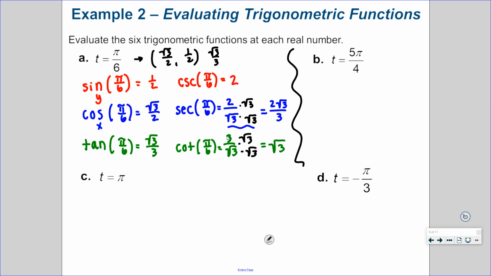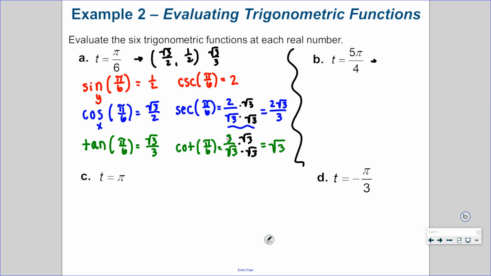Yes? If it were to be like pi over 9, how would we type it in the calculator? I will show you when we get to the example. Oh, there's 2 examples. It's somewhere in our notes. Oh, sorry, it's the last thing we do on the back page. Okay. Next one.